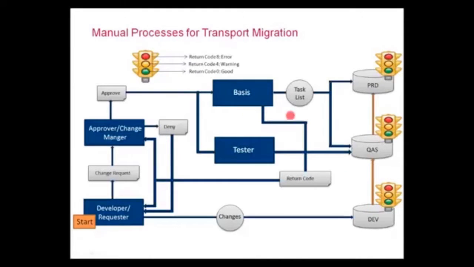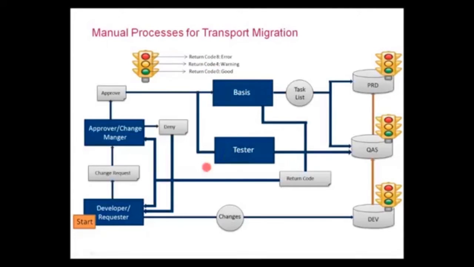So when the basis team puts these transports in, you'll get a return code 0, a 4, or an 8. An 8 is an error, a 4 is a warning. After they go in, the basis team is going to send an email back to the developer and the approver. The best way to do that is to send it to both of them so everyone knows what step you're at in the process. If you get a return code 0, usually this is good, and then the approver has an easy time approving this to go up into production.